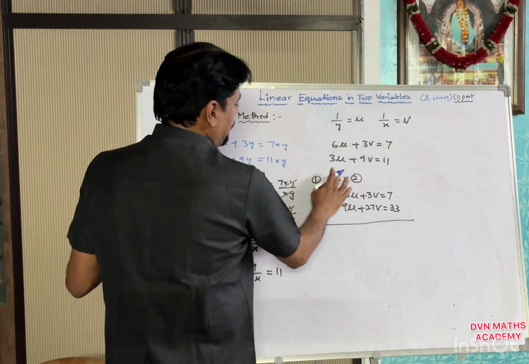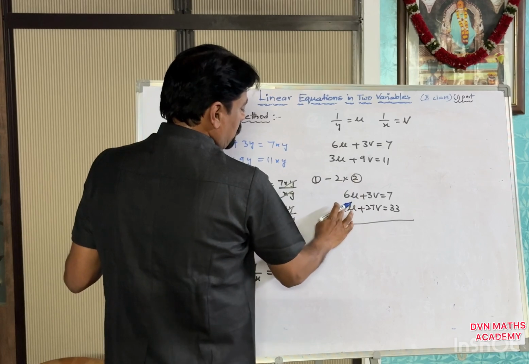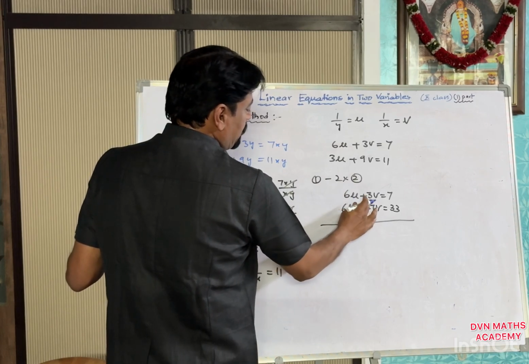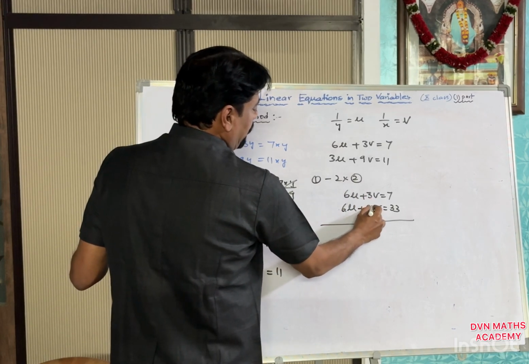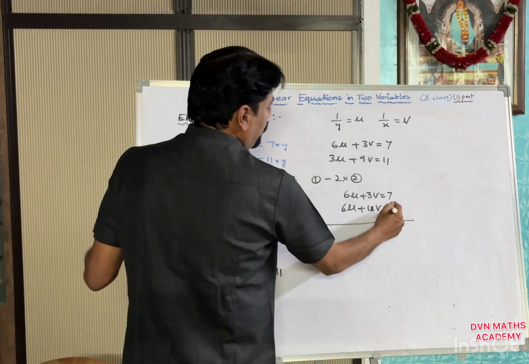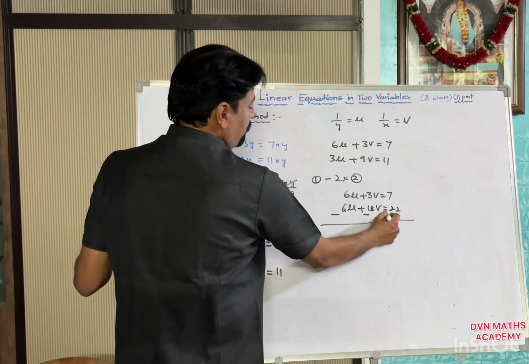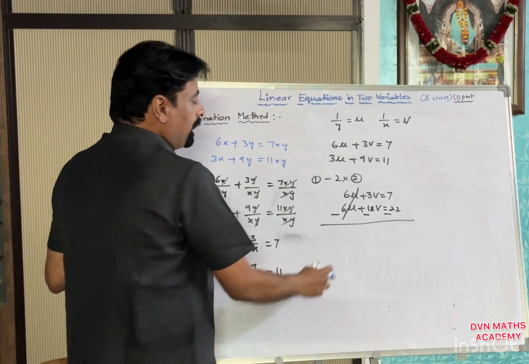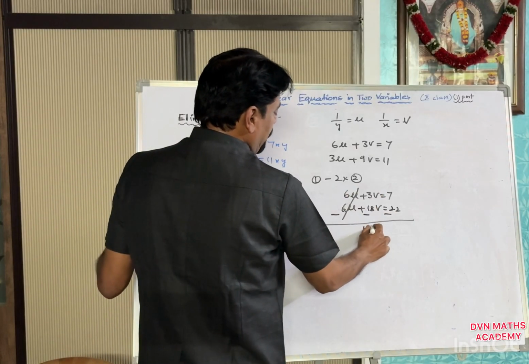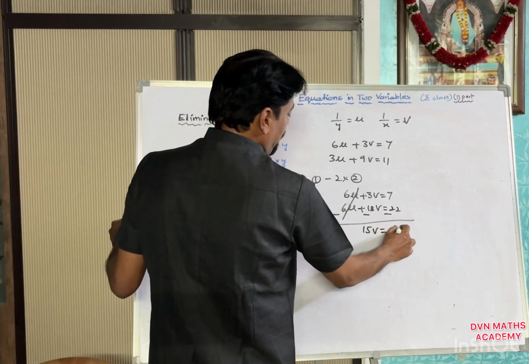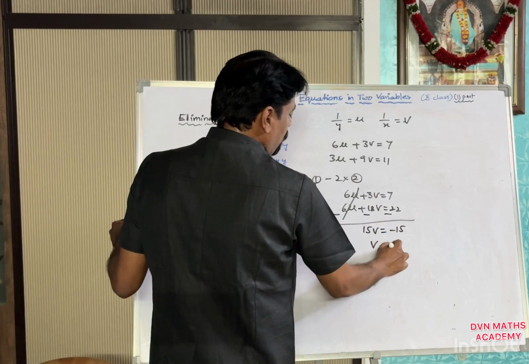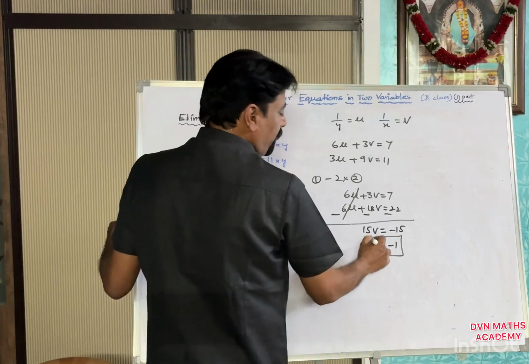Afterwards, you multiply the second equation by 2. If you multiply by 2, this becomes 6u and this becomes 18v and this becomes 22. I want to eliminate u, so these two will be cancelled. 18v minus 3v will become 15v is equal to minus 15. Then v is equal to minus 1. This is the value of v.